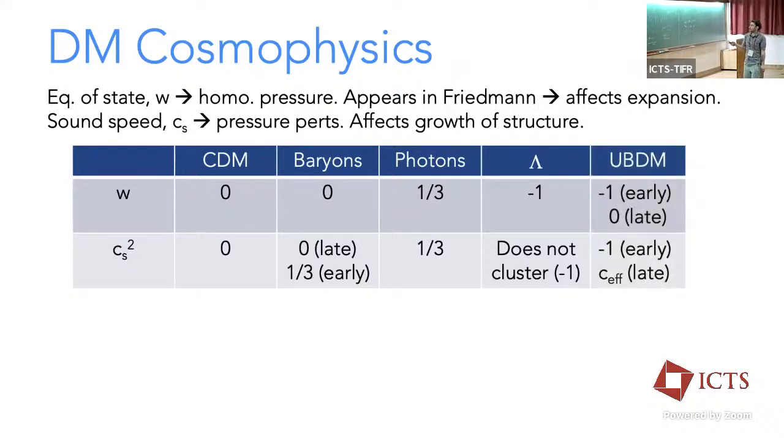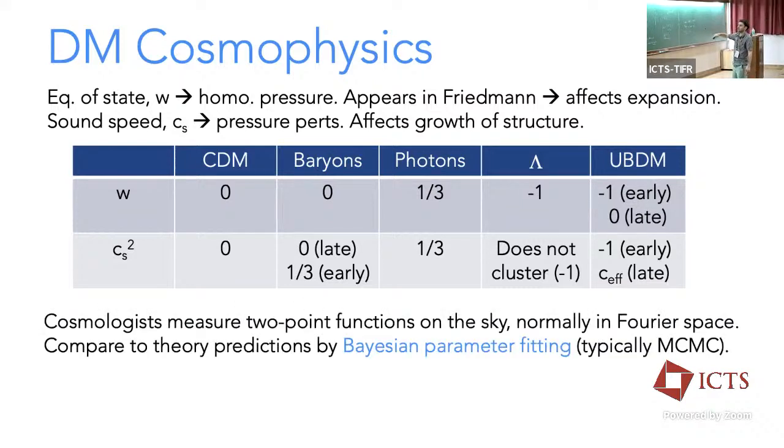Ultralight axions, ultralight bosonic dark matter, do not behave like either pure CDM or like baryons or like photons or like Lambda. They have an equation of state of -1 at early times, 0 at late times. The effective sound speed is -1 at early times, they don't cluster. And at late times it is this c_eff that I wrote down a couple of slides ago.